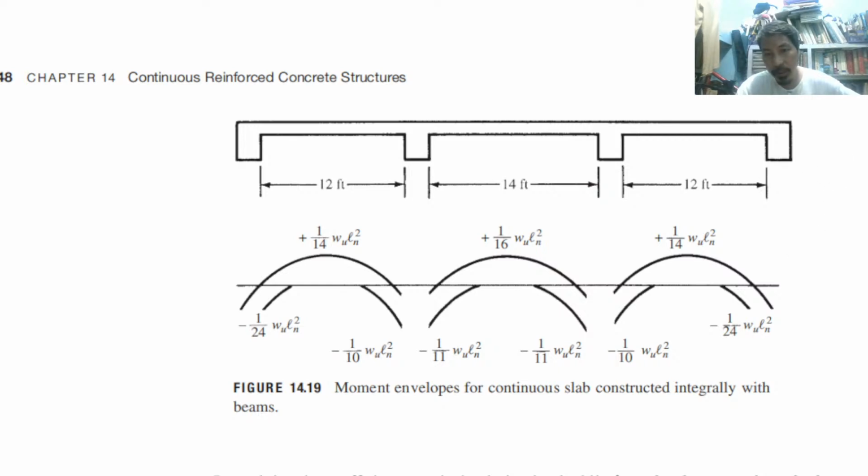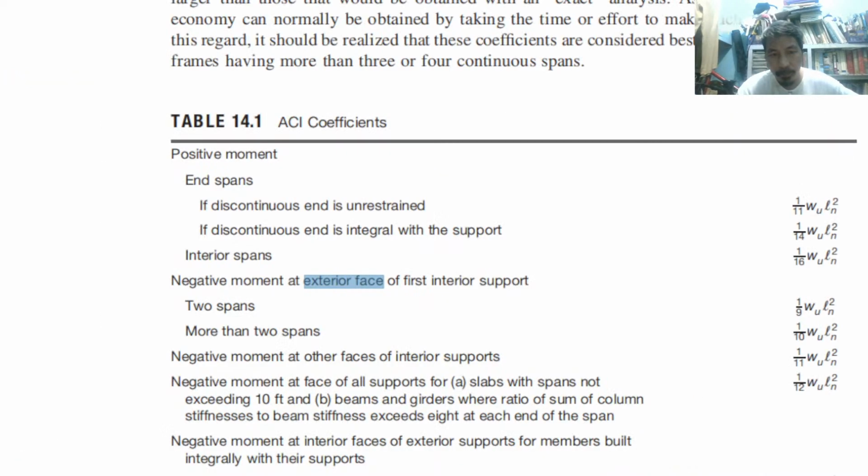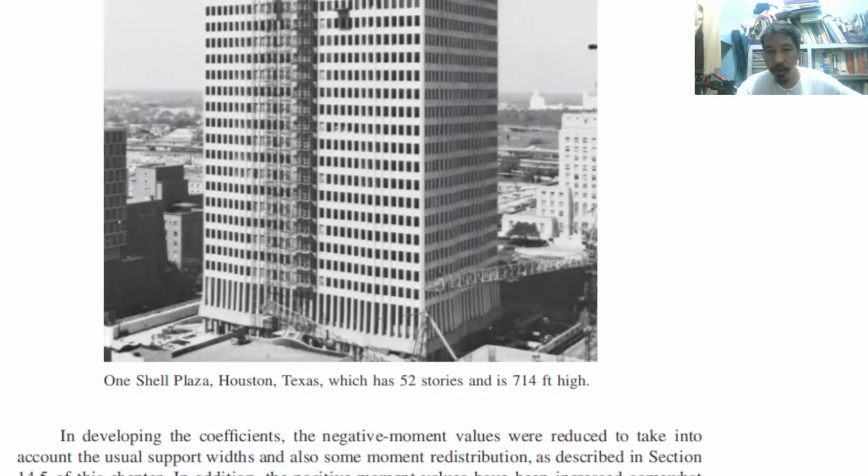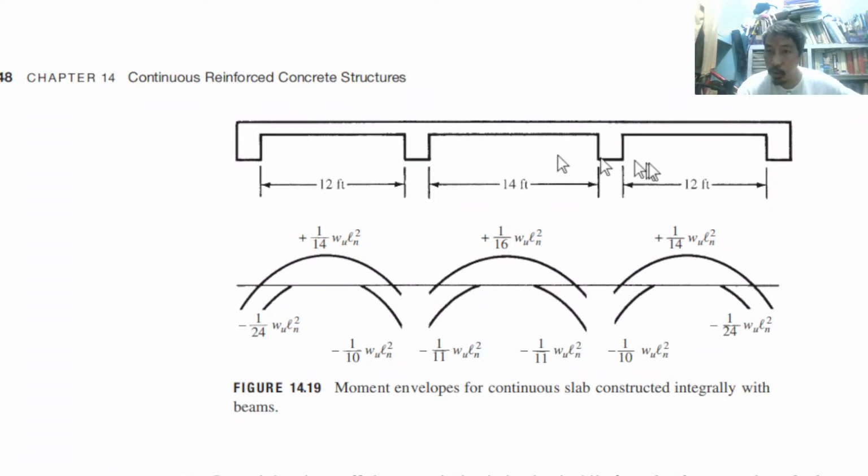And what is the moment there? What is the coefficient there? If you have 2 spans, 1 over 9. If you have more than 2 spans, 1 over 10. So let's take a look. In our example, we have more than 2. So therefore, 1 over 10. What is this? Here. Can you see it? 1 over 10. Okay? The coefficient is 1 over 10. It is negative because it is a negative moment.